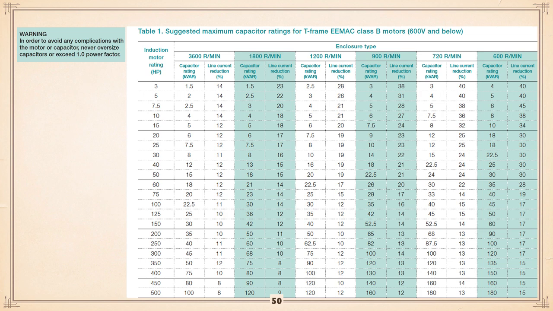Let's say we got a 100 horse motor at 1800 RPM, capacitor rating 30 kVAR. It will knock the line current down by 14%. So it has a distinct advantage. It saves you money by having that capacitor there. In this case, 30 kVAR. They're rated by kVAR, and that's what it's done. And you can pick any motor, any speed, and it tells you which one to use. Use it, and you won't get into trouble.